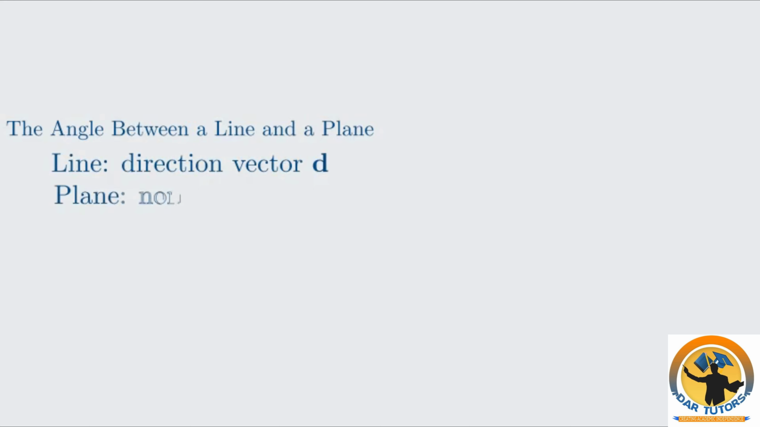Let's begin. Our first objective is to find the angle between a line and a plane. Let's consider a line with a direction vector, which we'll call d, and a plane with a normal vector, n. The direction vector, d, tells us the direction of the line, while the normal vector, n, is perpendicular to the plane. Notice the diagram. We have two angles here. The angle between the normal vector, n, and the direction vector, d, is labeled theta. The angle we are actually looking for, the angle between the line and the plane, is labeled phi.